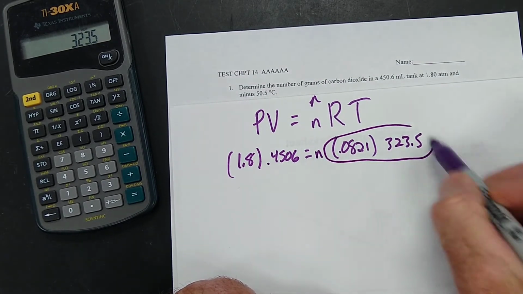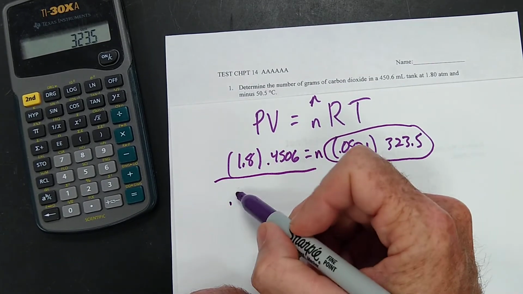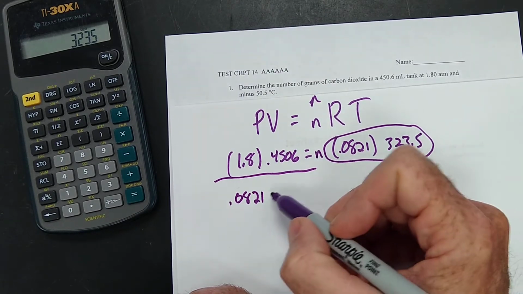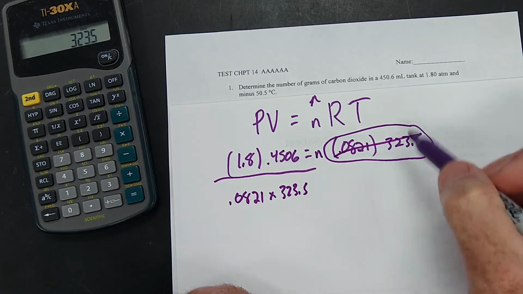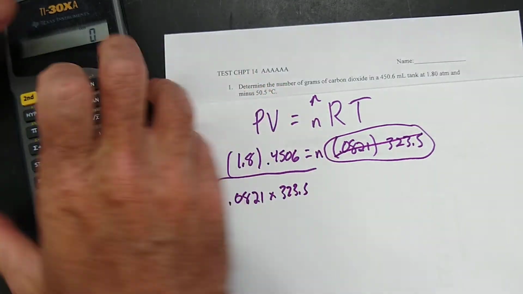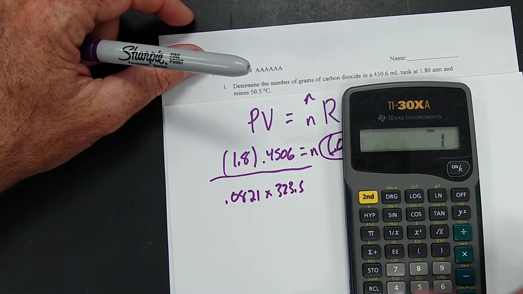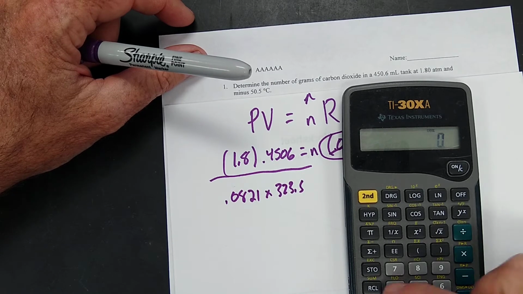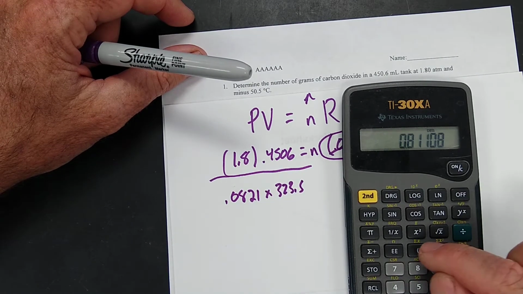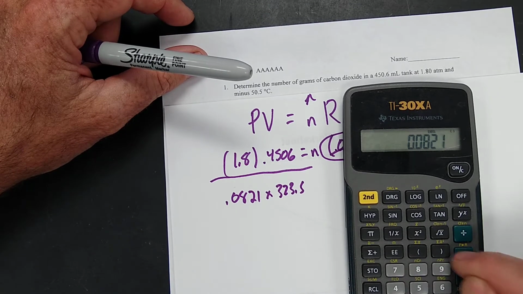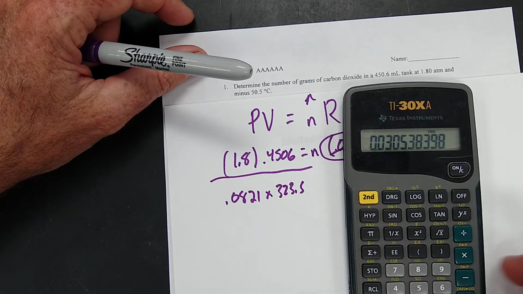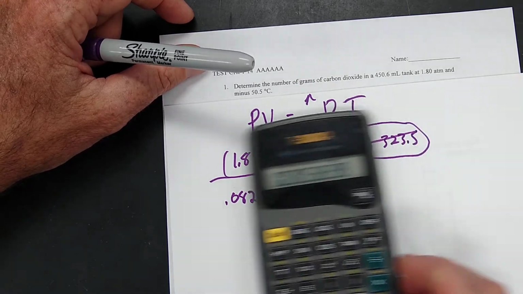Which means we'll take these two numbers, we're going to put them on the bottom, and that'll be our n. So I'm going to take my calculator: 1.8 times 0.4506 divided by parentheses 0.0821 times 323.5 close parentheses equals 0.03 moles.